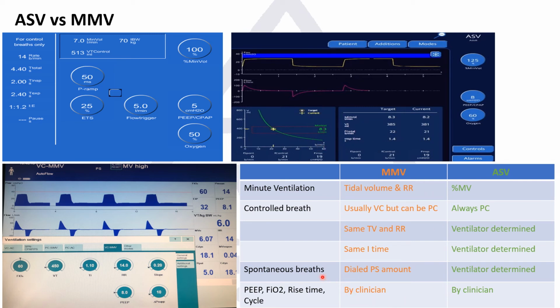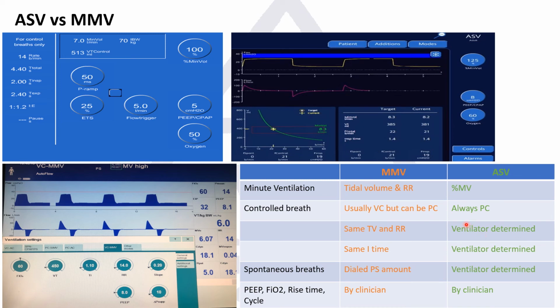How about the spontaneous breath, which is the pressure support breath? In MMV, the clinician has to dial the delta pressure support. So every spontaneous breath will have the same amount of pressure support, versus in ASV, it will also be ventilator determined, so the pressure support will be variable. The common ones like the PEEP, the FiO2, the rise time, the cycle, they all have to be clinician determined. So those are some of the similarities and differences.